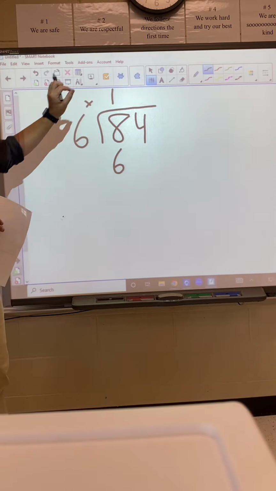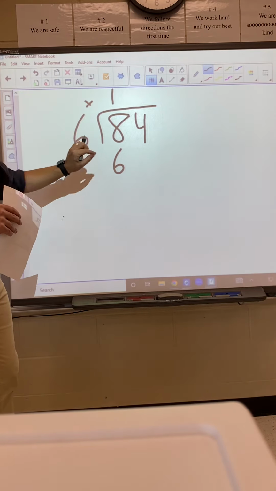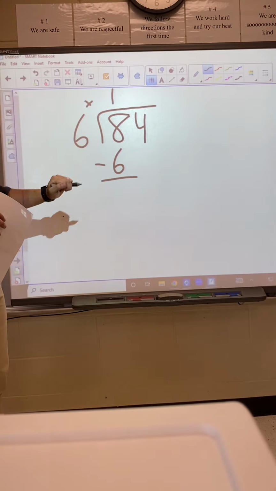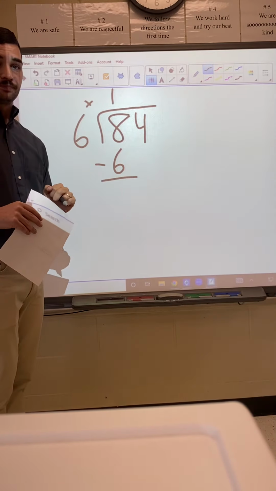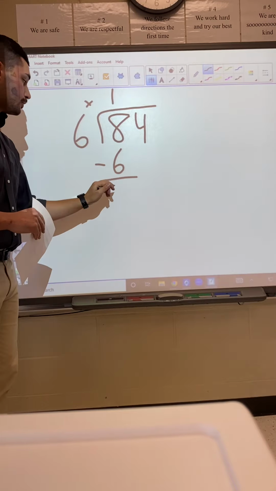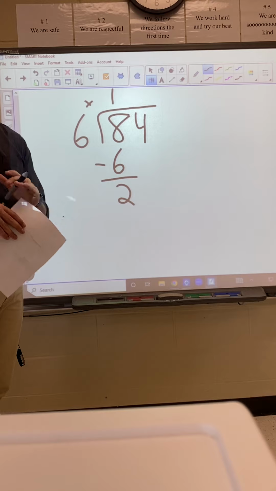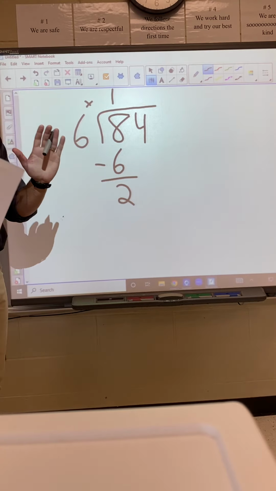So now we've done our division step, our multiply step, which has got us our 6 right here. Now we do our subtraction step. So we're looking at 8 minus 6. What would 8 minus 6 get us? Yep, 2 is correct. All right, now we think, can 6 fit inside of 2? And we know that it can't. That's too small. But there's something that we can bring down.